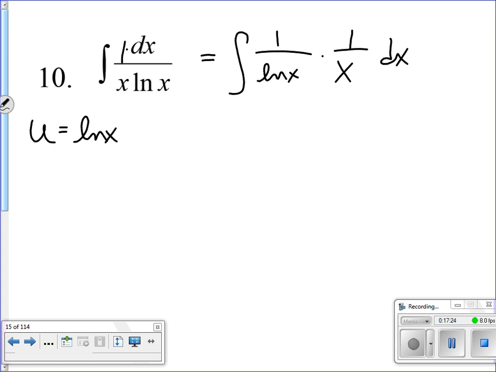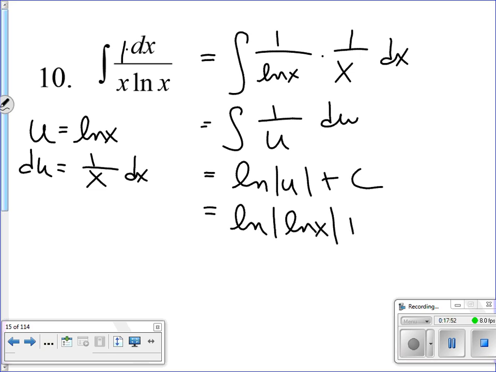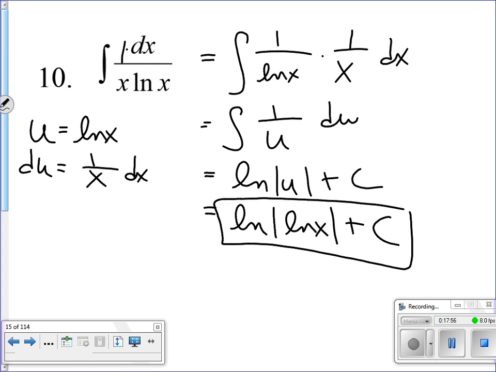Okay, so now if u is ln of x, du is 1 over x. We don't need any factors, we just convert it. So we have the integral of 1 over u du, or du over u, which equals ln of the absolute value of u plus c. We took the antiderivative, we converted back, substituting in for u of x, and yeah, it's a weird answer. There we go. The ln of the ln of x plus c.